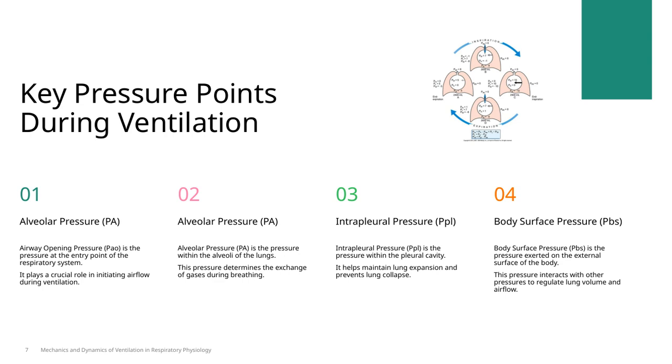Finally, we have body surface pressure, or PBS. This is the pressure exerted on the external surface of the body, essentially the pressure we feel on our chest and back during breathing. PBS interacts with the internal pressures we've discussed, influencing how much the lungs can expand and how air flows in and out. It's a reminder that ventilation isn't just about internal pressures. It's also affected by external factors and the overall mechanics of the body.